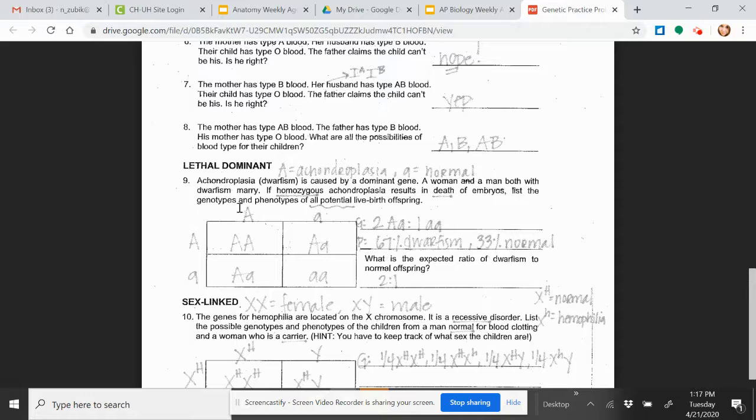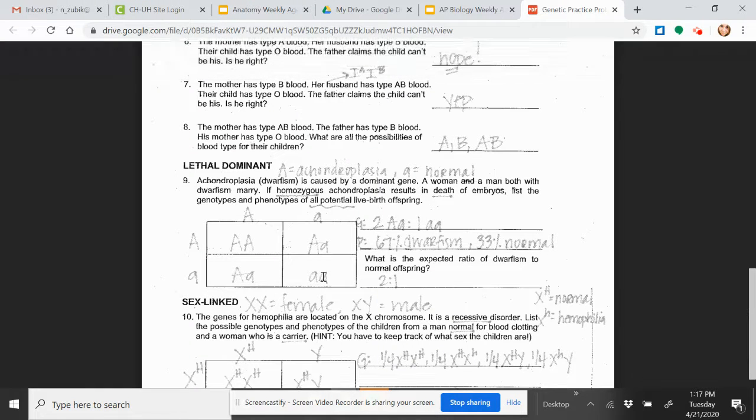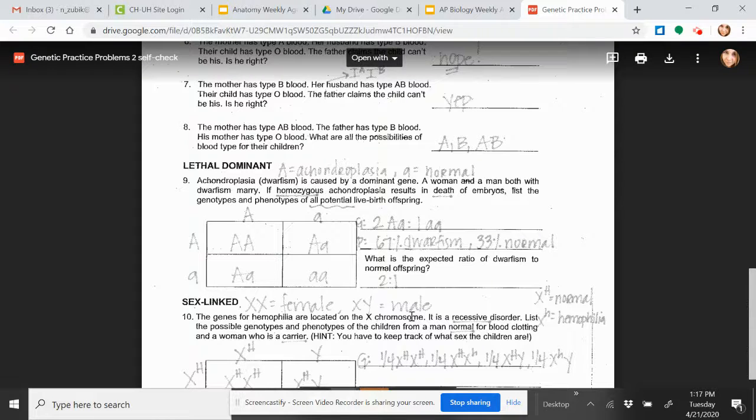So this is one of the trickier parts of these questions that they might ask on the exam. Our Punnett square reveals big A big A, big A little a, big A little a, little a little a. They're asking for potential live offspring. So our genotype ratio is 2:1. So 2 will be heterozygous and 1 will be homozygous recessive. Our phenotype, 2/3 will have dwarfism and 1/3 will be normal. All right, stay tuned for practice problems 3.